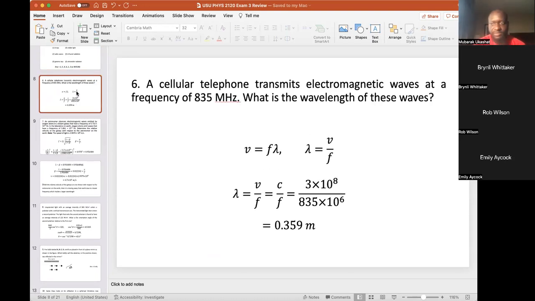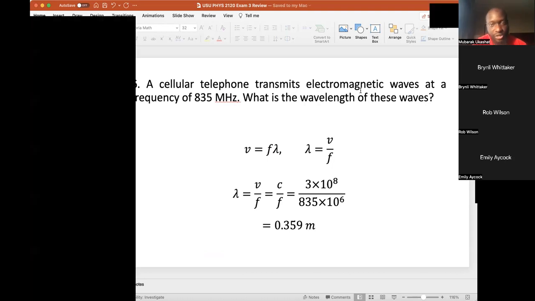Go to the next problem, number six. A cellular telephone transmits electromagnetic waves at a frequency of this. What is the wavelength of this wave? So for any electromagnetic waves, one thing they might not tell you is the speed. All electromagnetic waves propagate with the same speed, which is the speed of light, c. So we're going to use the speed of light as the speed, even if we are not told. And then we have the frequency.